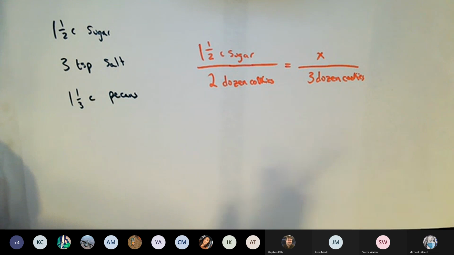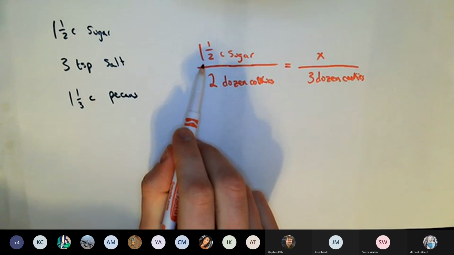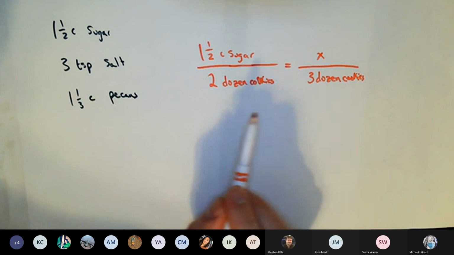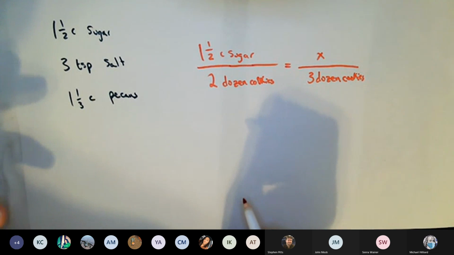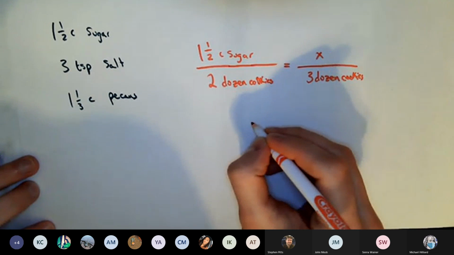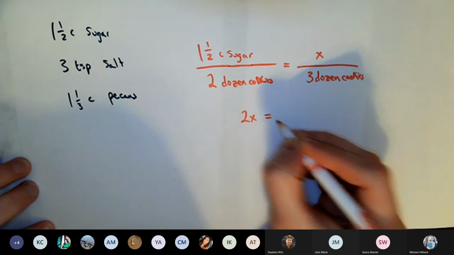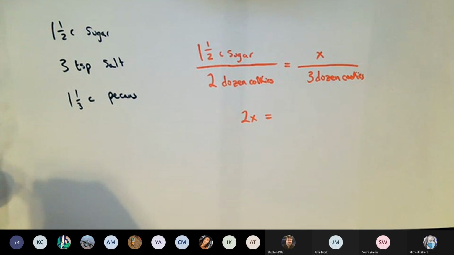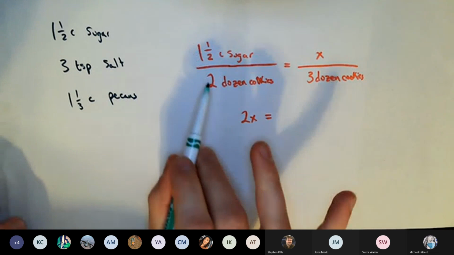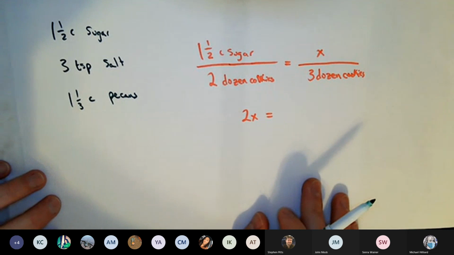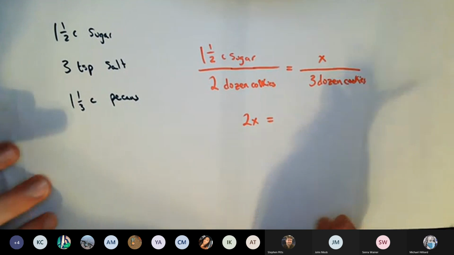Okay, so how do I deal with this? Well, remember we said the shortcut last time is to just cross multiply. So I need to do 1 1/2 times 3 and 2 times x. Since 2 times x is easier, I'll just go ahead and say 2x. That 2 times x is just 2x. Now, what about the other product here, 1 1/2 times 3? Well, you gotta know your fraction arithmetic.